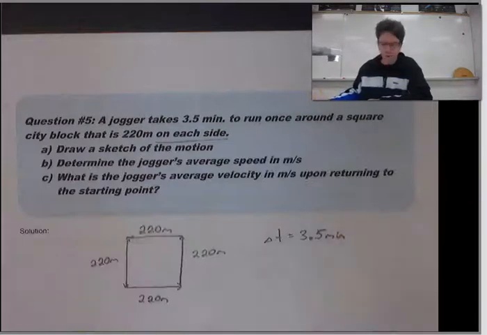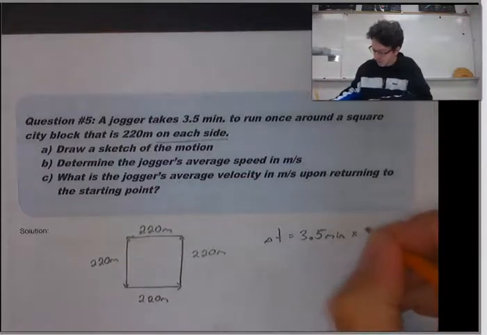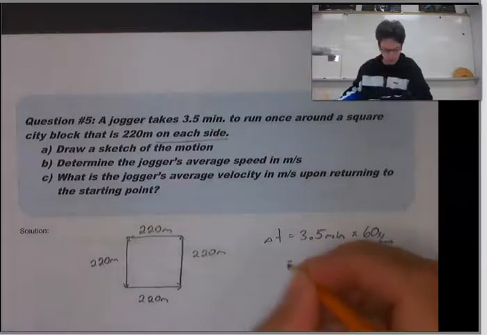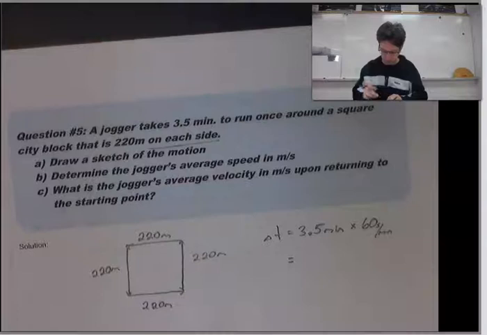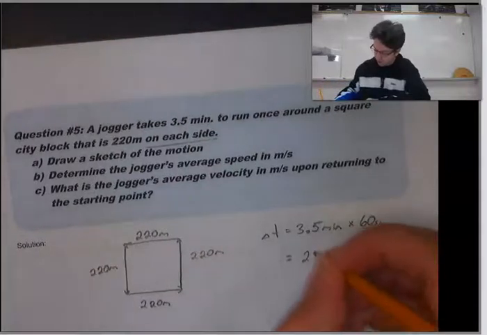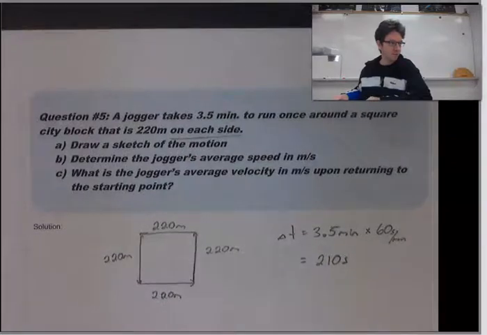But again, minutes isn't the base unit of time. So we need to change that into seconds. So 60 seconds in a minute, we'll multiply by 60 seconds per minute. We'll have 210 seconds. So we know the amount of time it takes now.